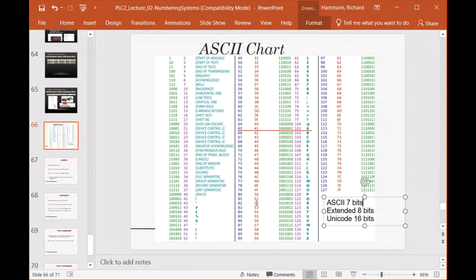So with seven bits, you have 2 to the 7th possibilities, which means that you have 128 unique values, but one of those is all zeros. And so let me make this a superscript here. You have 2 to the 7th gives you 128 possibilities.